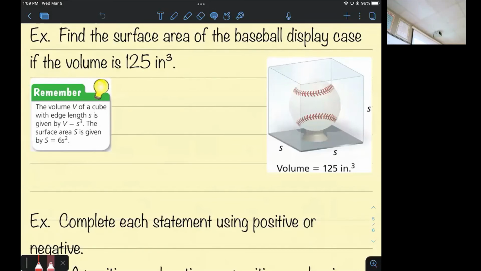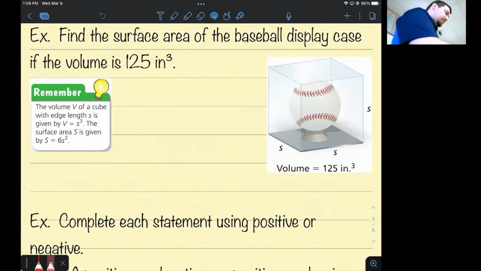All right, find the surface area of the baseball display case if the volume is 125 cubic inches. I believe there's a question like this in your 7.3 homework where it asks you to go from volume to surface area. Julie, I see you nodding. Did you get to this one? Did you know how to do it? Can you describe how you would go from volume to surface area here?